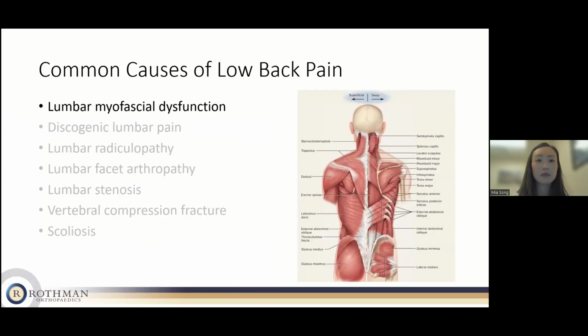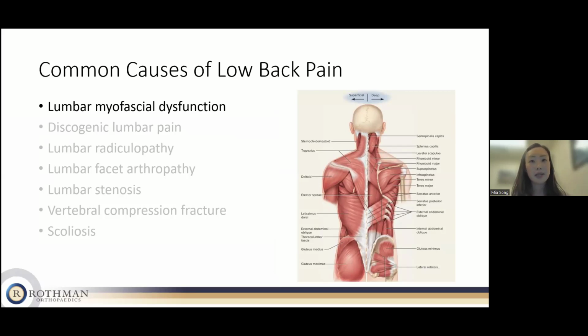Lumbar myofascial dysfunction, like I said, is a dysfunction in some of the muscles and fascial planes that cover the lumbar region. There are multiple layers of muscles that make up your back muscles and your core that extend all the way around your spine. And sometimes it can just be dysfunctional, meaning it doesn't relax when the muscles need to relax and maybe stays in what we call a hypertonic state.